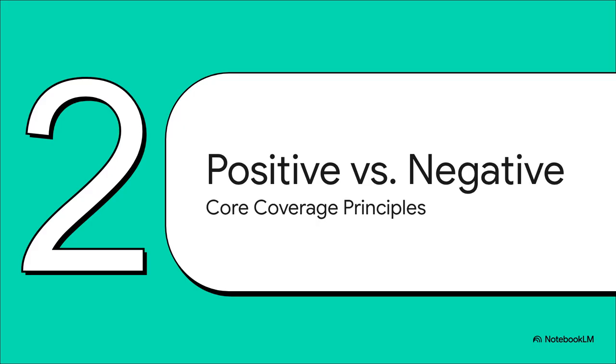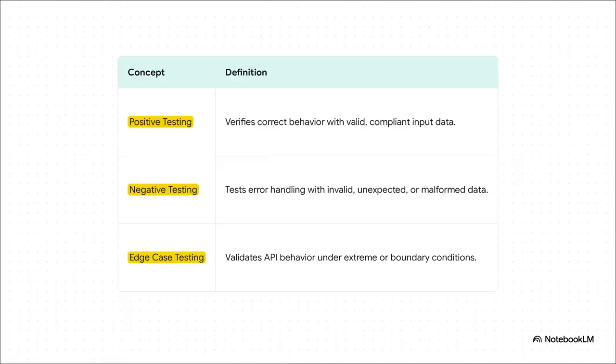So let's get a little more formal now and see how this actually builds out our testing strategy. Because understanding these core principles is what separates decent test coverage from truly great test coverage. So here's the breakdown. Positive testing is all about valid data, making sure the API does exactly what it's supposed to do. Negative testing is the complete opposite. You are intentionally feeding it bad, unexpected, or just plain weird data to see how well it handles errors.